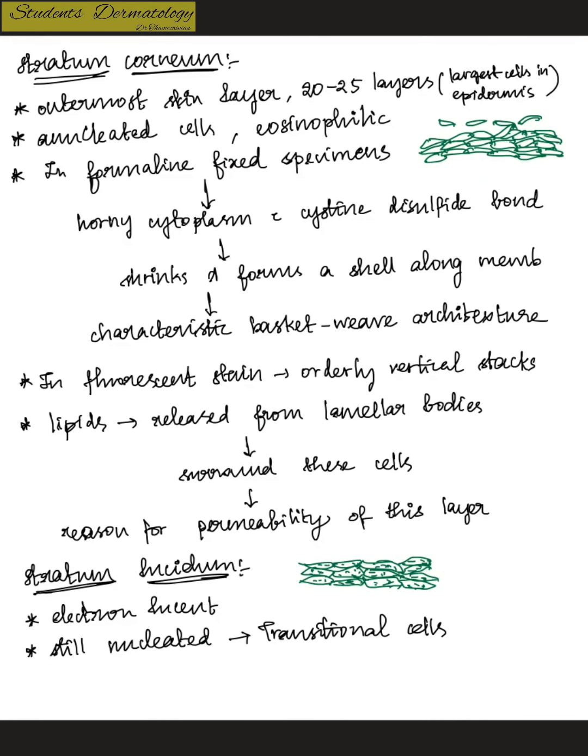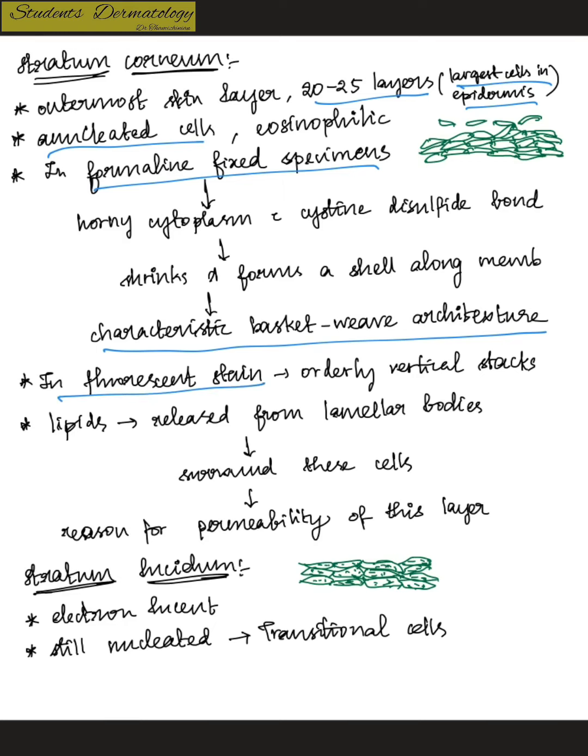It is the outermost layer of skin, around 20 to 25 layers thick, and they are the largest cells in the epidermis. They are anucleated cells, and in formalin fixed specimens there will be shrinkage of the cytoplasm and they form a shell along the membrane. This leads to the characteristic basket weave architecture of the stratum corneum in formalin fixed specimens, whereas in fluorescent stain they are arranged in orderly vertical stacks.